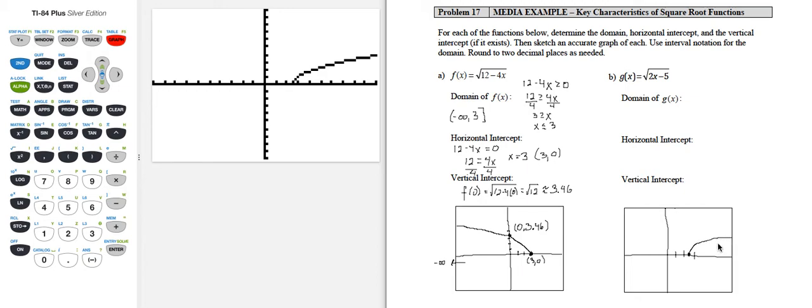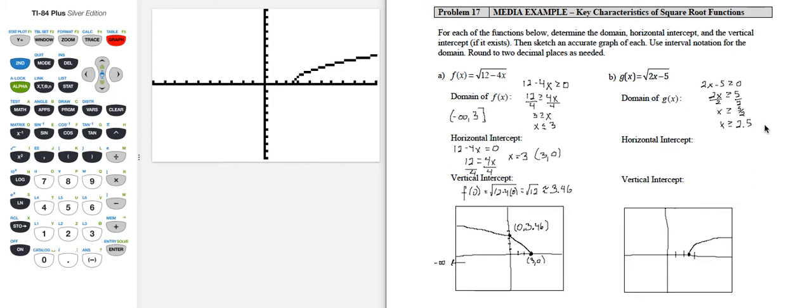So let's find all of our pieces. To find the domain, we want what's under the radical, 2x minus 5, to be greater than or equal to 0. That means that 2x is greater than or equal to 5. If I divide both sides by 2, I get x is greater than or equal to 5 halves. But let's write that as a decimal. 5 divided by 2 is 2.5.